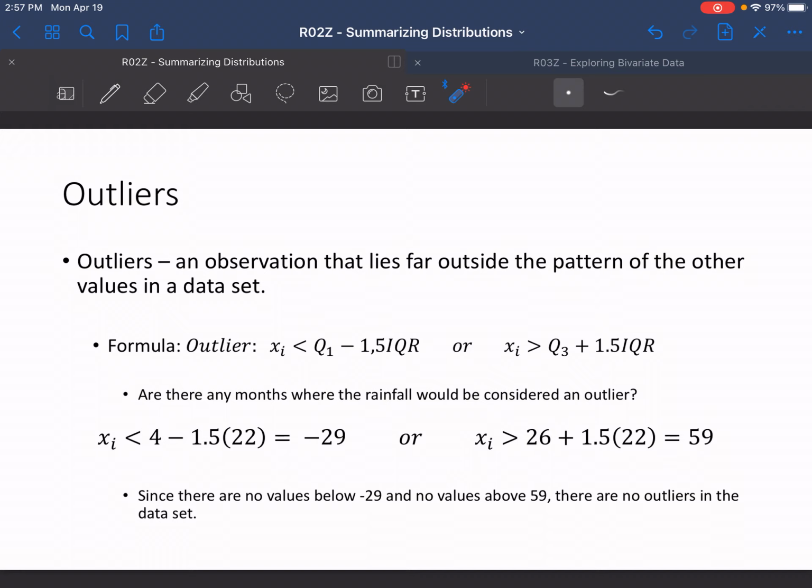And so if we're asked, are there any months where rainfall would be considered an outlier, what we would do is take our quartile 1 value minus 1.5 times 22, and that gives us a value of negative 29. And then our quartile 3 value of 26 plus 1.5 times the interquartile range of 22 gives us a value of 59. We determine whether there are any values that are less than negative 29 or greater than 59. And since there are no values below negative 29 and no values above 59, there are no outliers in this data set.